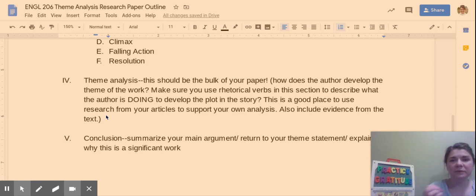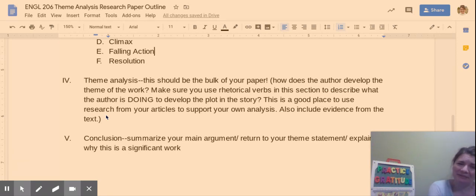And this is a really good place to start using your research too, to really show that you're not the only one who's saying this about the work, that you have experts in the field that also support what you're saying. Also, make sure you include evidence from the text, and make sure you cite that evidence as you go. Make sure you're using specific details from the novel and not just something that's in the back of your head that you read 3 months ago, 2 months ago. I don't know. It seems like we've been doing this forever and it's really just been a month.